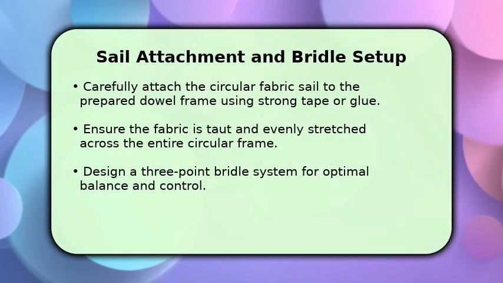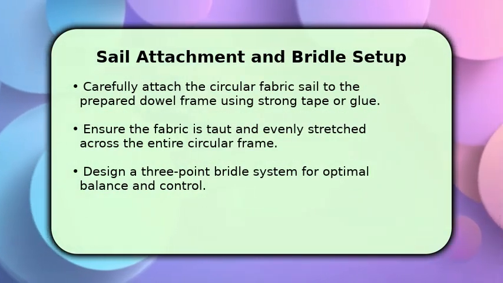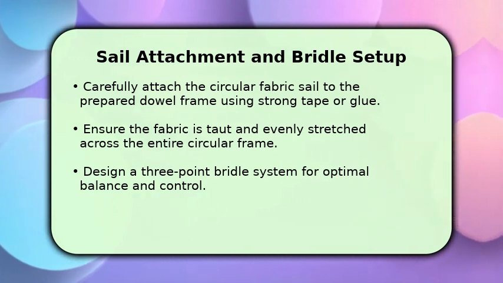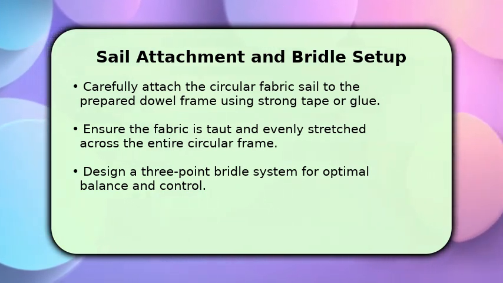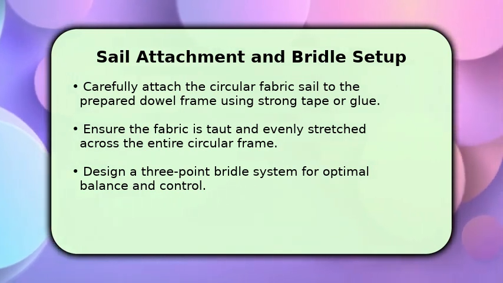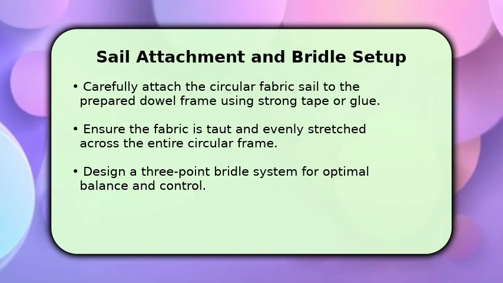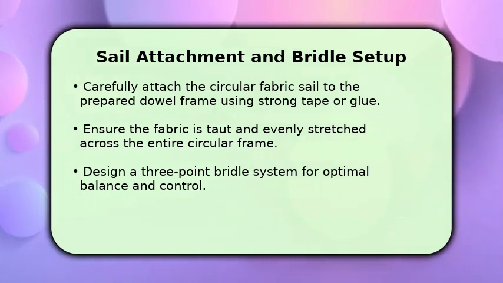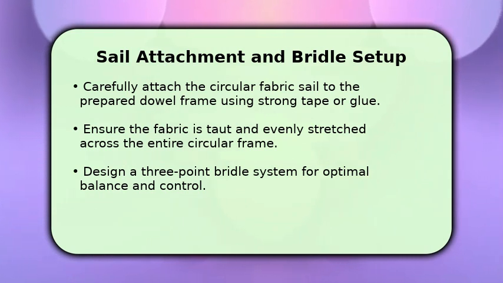With your frame ready, it's time to attach the sail. Carefully secure your circular fabric to the dowel frame using strong tape or glue, ensuring it's taut and evenly stretched. Next, we'll set up the bridle, which is crucial for flight. A 3-point bridle system offers excellent balance. Attach bridle lines to the top, bottom, and center of your kite, then connect these to your main flying line. This setup helps the kite catch the wind at the correct angle.